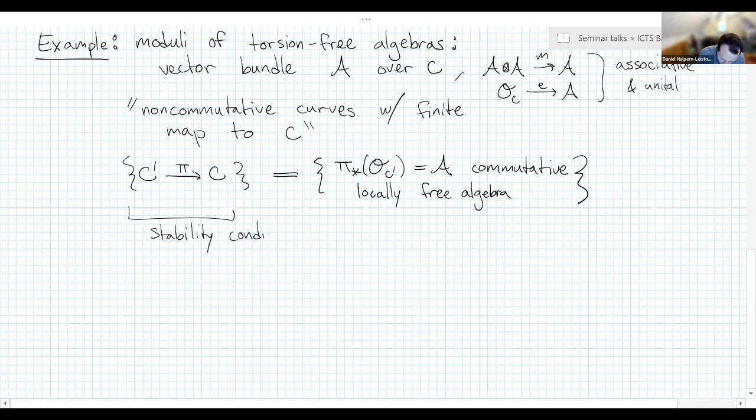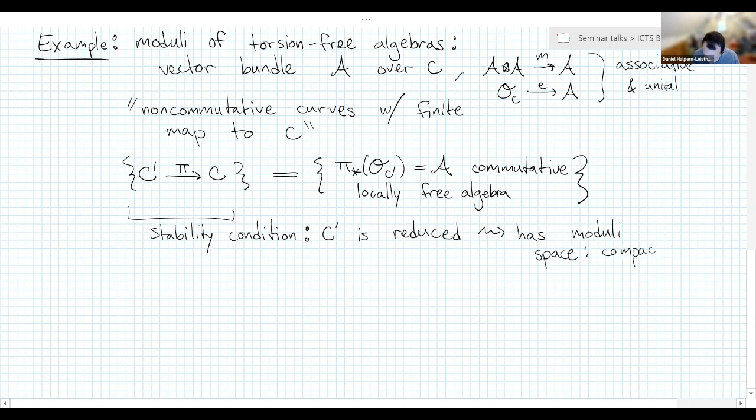in the commutative setting, there's a stability condition, which is just, if you say that C prime is reduced, for instance, that gives you a nice stability condition, and the resulting moduli problem has a moduli space. That's a compactification of what are called the Hurwitz spaces, which is just the moduli spaces of branch covers of the curve C, smooth branch covers.